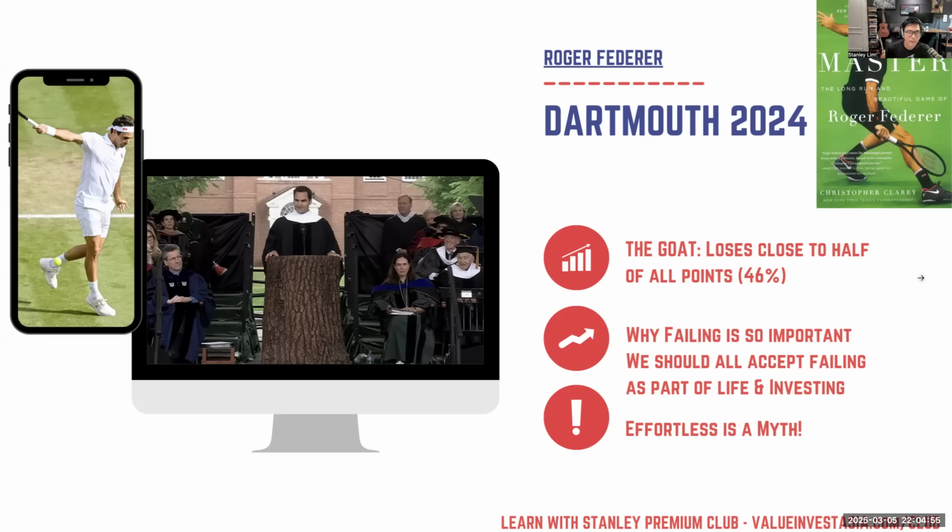A key point he made is, even for him as the best of the best player, he loses close to half of all the points. He only wins 54% of all the points that he played, although he wins like 80% of the matches, right? And it reminds me why failing is so important in life and in investing. And we should not be afraid to fail.